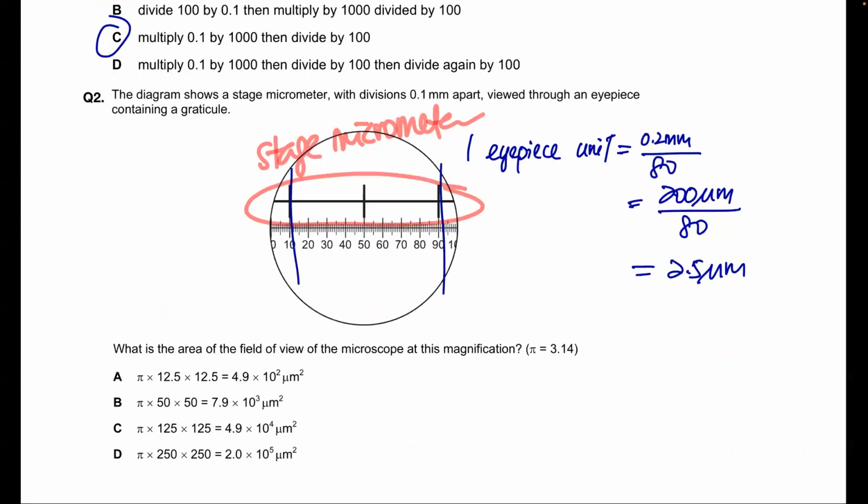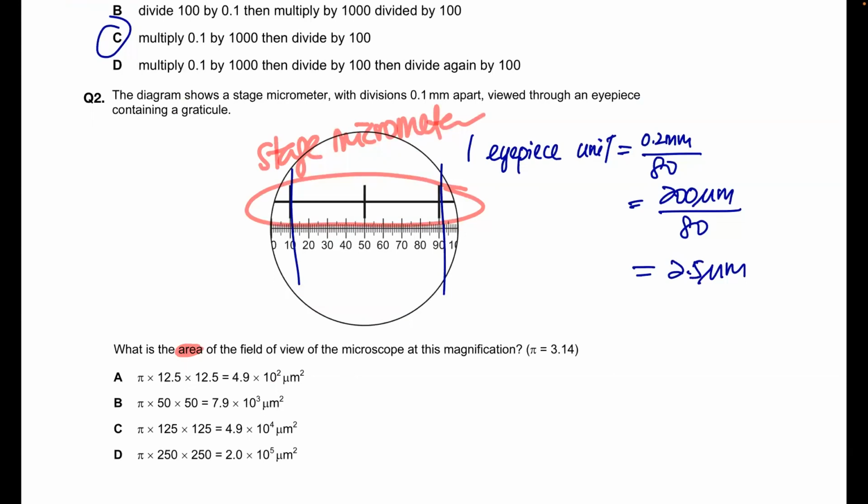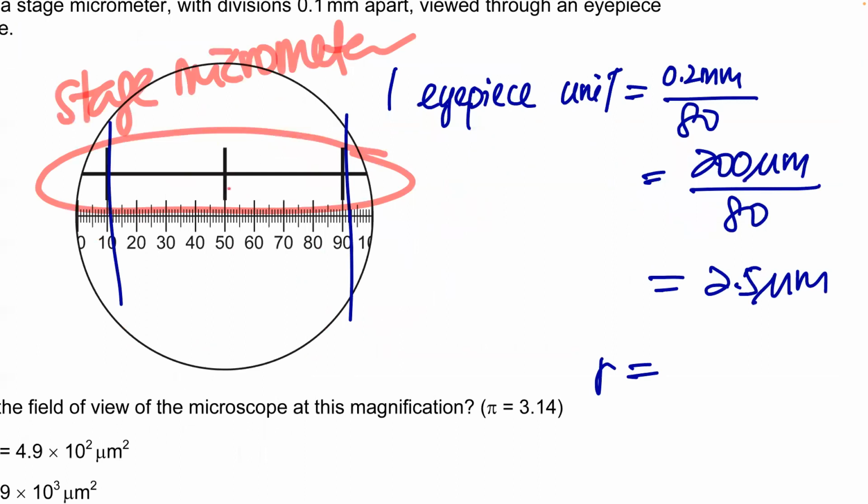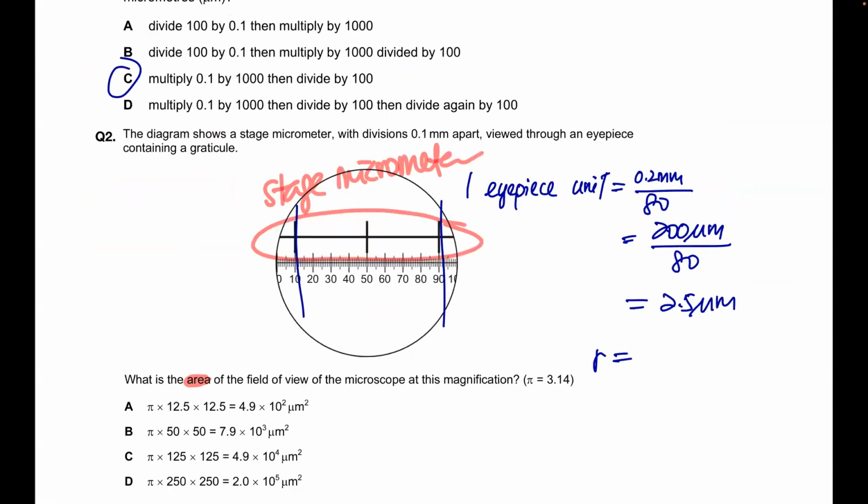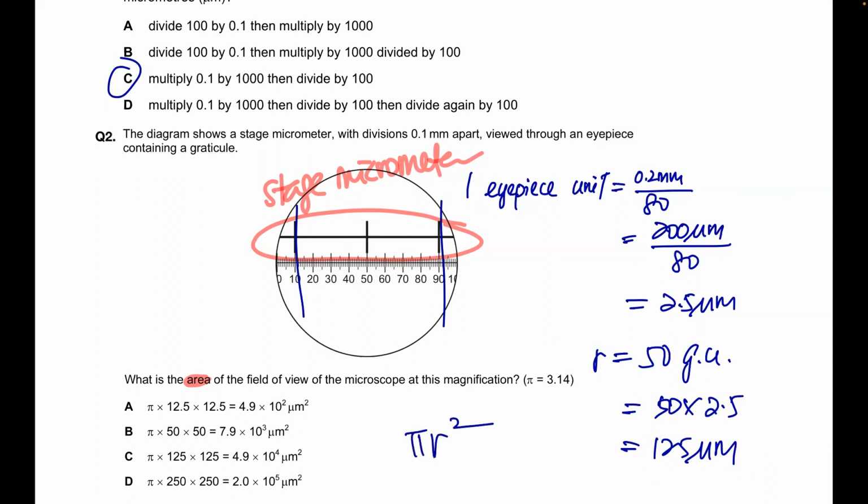If you are looking at the area, you need to know the radius here. So your radius will be equal to, how many eyepiece reticle units for your radius? No, radius. Oh, this is diameter, right? So the radius will be 50 eyepiece reticle units, which equals 50 times 2.5 equals 125 micrometer. So that is the radius. Here we do it step by step. First, we need to know the size of each unit. From there, you do the calculation. We know that it's 2.5 micrometer. So the radius is 50 units, and you note that the radius is actually 125 micrometers. With the area pi r squared, your answer will be C.